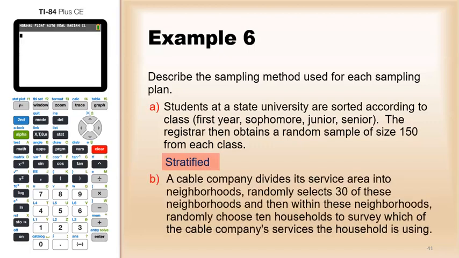A cable company divides a service area into neighborhoods, randomly selects 30 of these neighborhoods, and then within them, randomly chooses 10 households to survey which of the cable company services the household is using. So we're randomly selecting neighborhoods, and then from them, we're randomly selecting households. There's 2 layers of randomness going on. That would make it multi-stage.